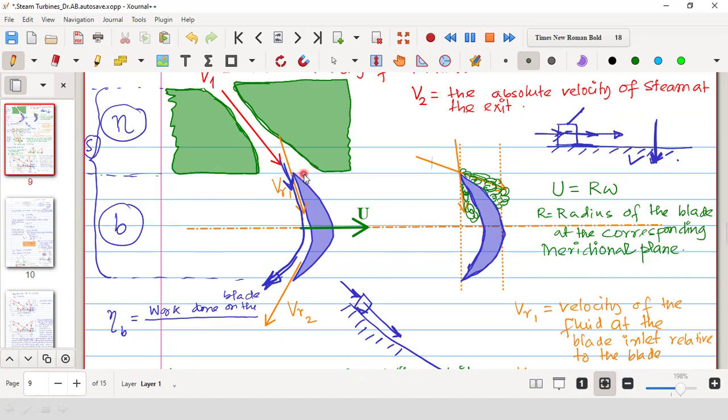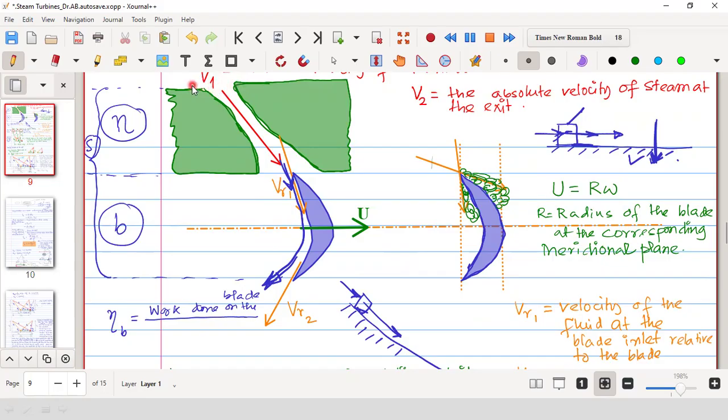Now, kinetic energy of what? Kinetic energy of the steam. Who developed that? The nozzle developed that. Out of what that was developed? At the entry of the nozzle, there was high pressure and high temperature. It means it was having energy in the form of internal energy or intermolecular energy, that is enthalpy.